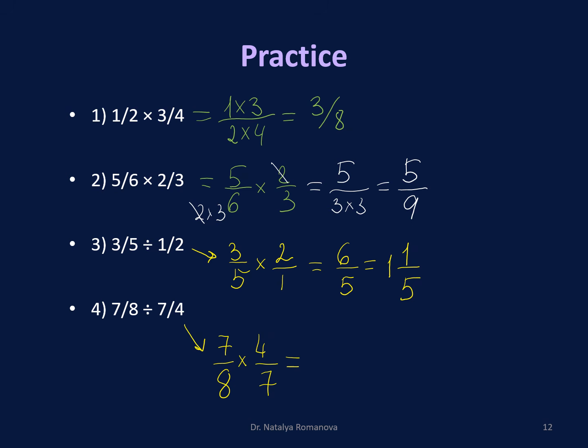Next example, 7 eighths multiplied by 4 over 7. You can see we can cancel out 7 and we can cancel out 4. 4 over 8 would be 1 over 2. So now we have 1 over 2.